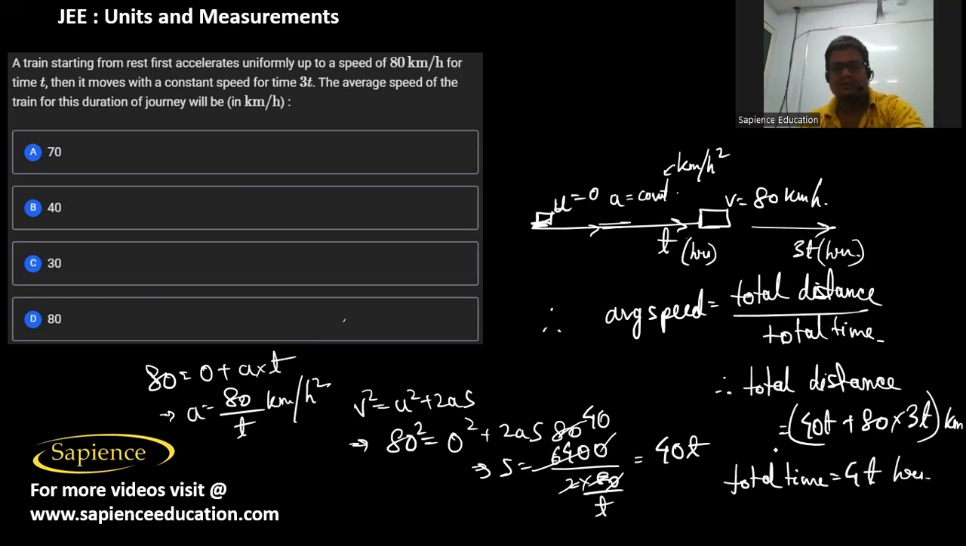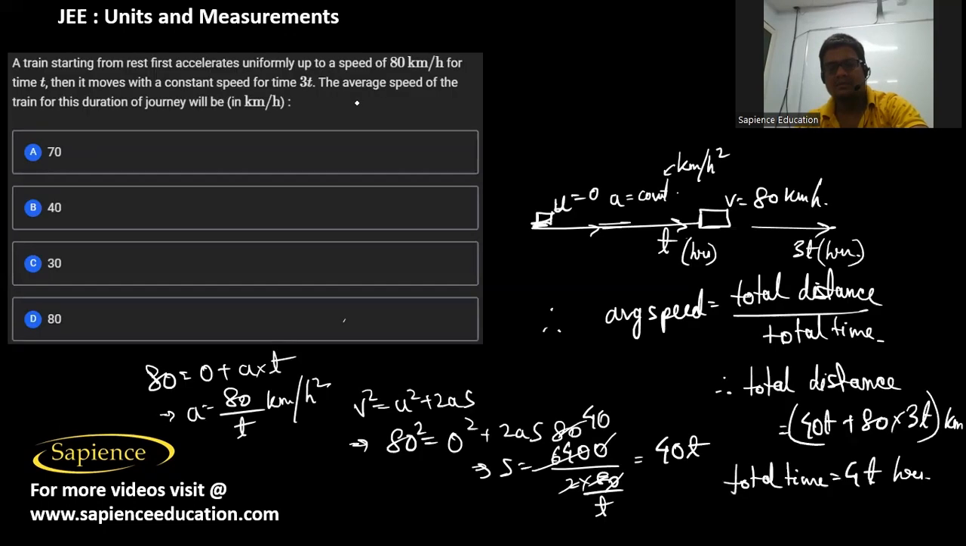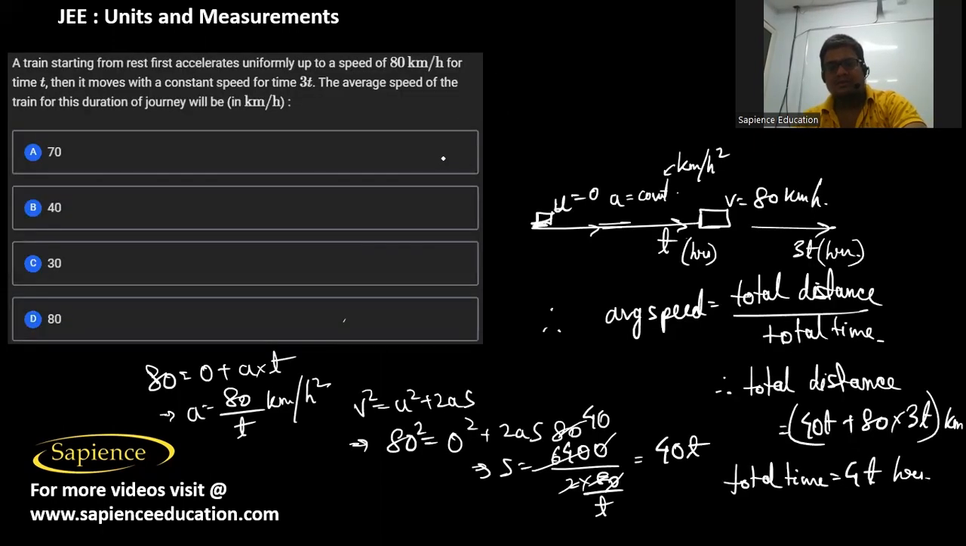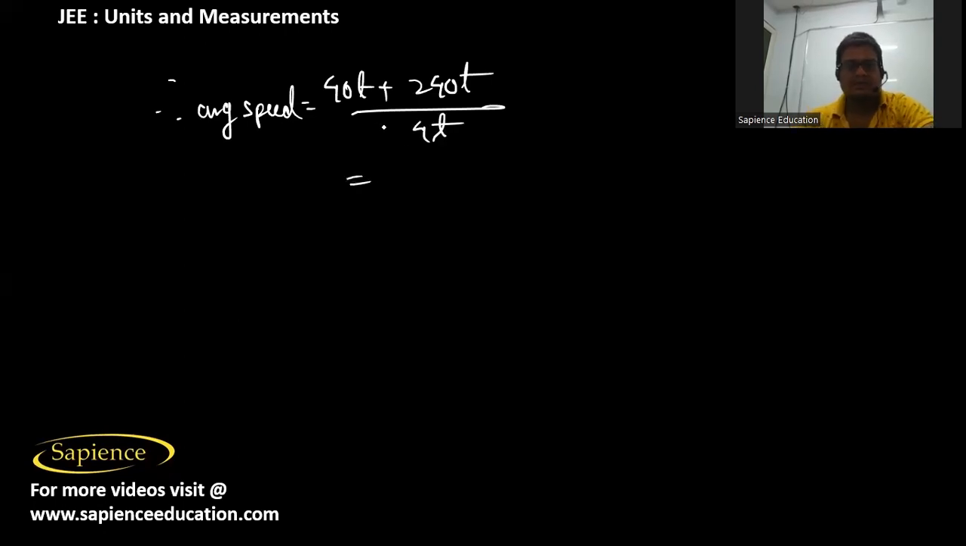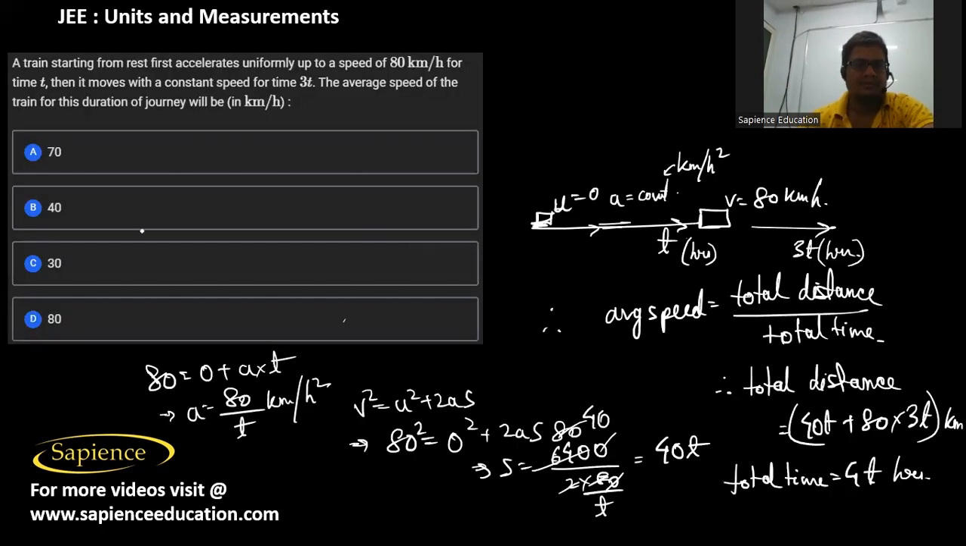Therefore the average speed of the train will be equal to 40t plus 240t divided by 4t. So this will be equal to 280t by 4t, that is 4 7s are 28, so this is 70 kilometer per hour. So option A is the correct answer.